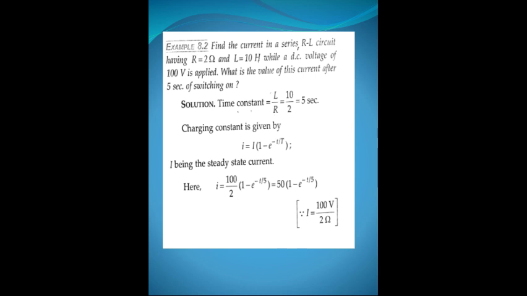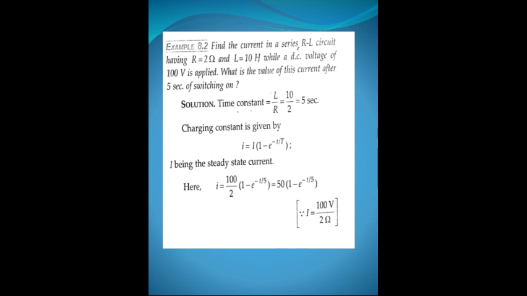In the given question, find the current in a series RL circuit having resistance R is equal to 2 ohm and L is equal to 10 Henry, while a DC voltage of 100 volt is applied. What is the value of this current after 5 seconds of switching on?